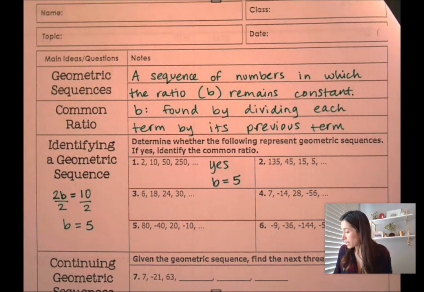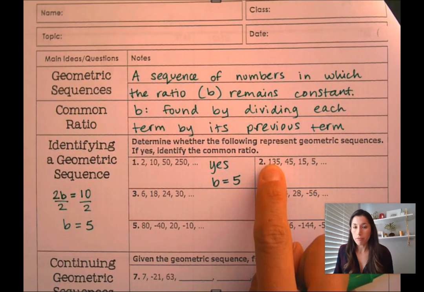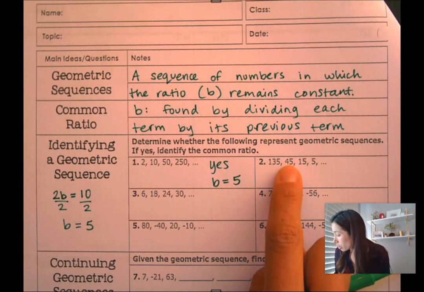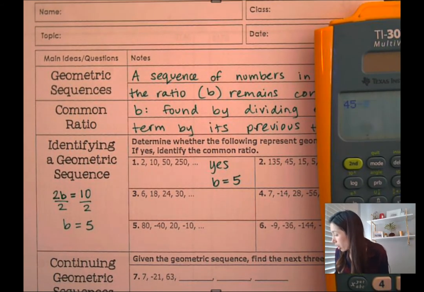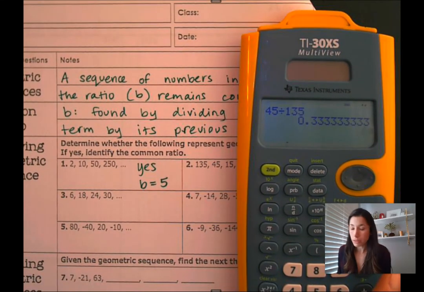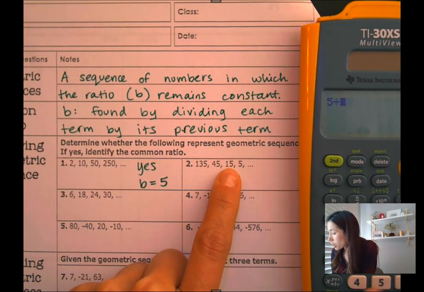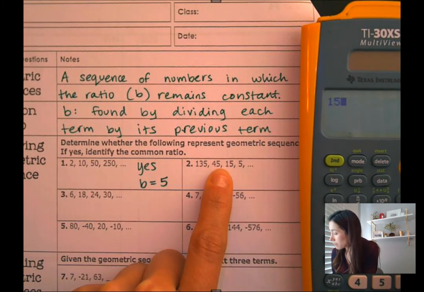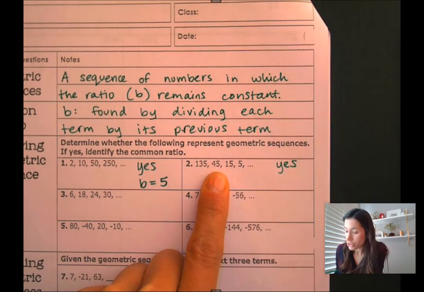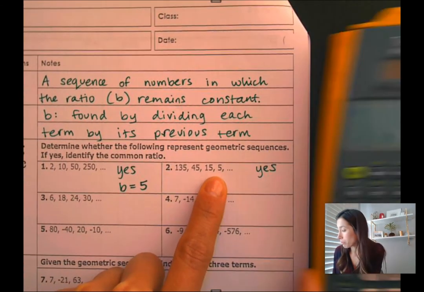Okay. On our second one here, we'll skip the step of setting up the equation. So we would technically write 135b equals 45. But if we want to, we can just take one term. Let's take 45, and divide it by our previous term, 135. And we're getting 0.3, so it's basically a third. You might want to try that here. We can take 5, divide it by its previous term, 15. Oh, good, we're getting the same ratio. 15 divided by its previous term, 45. So yes, this is a geometric sequence, and it looks like we're continuously multiplying by a third, or 0.3 repeating.